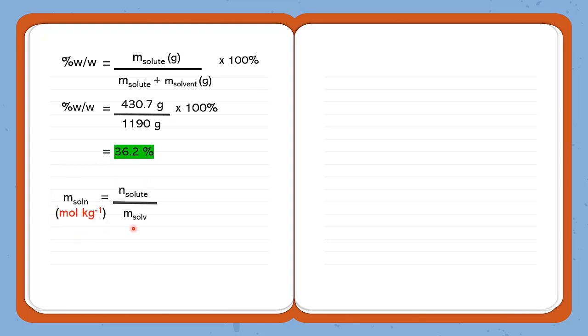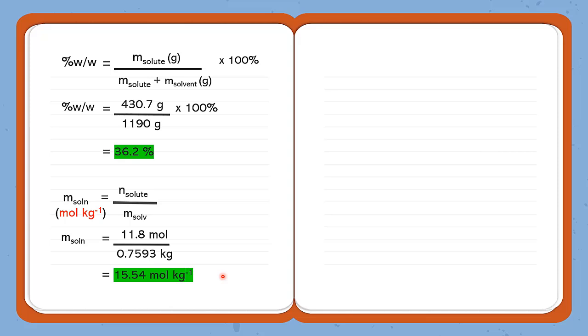Next, we want to find the molarity. So molarity requires mole of solute. We already know our mole of solute is going to be 11.8 mole, and the mass of solvent, just now we have 759.3 grams. Then we are going to change it to kilograms. Lastly, our molarity of solution is 15.54 mole per kg, or you can also use molar or small letter m.